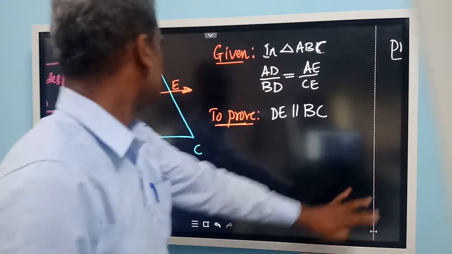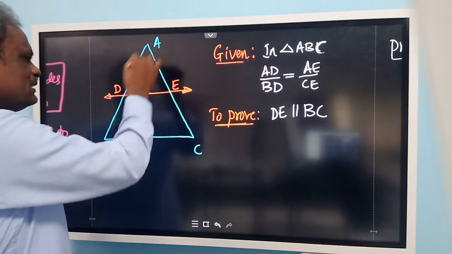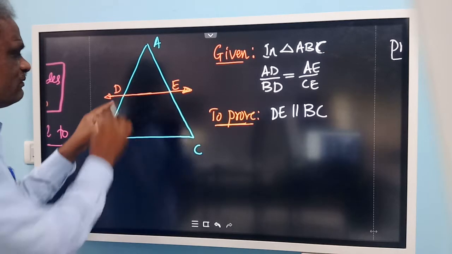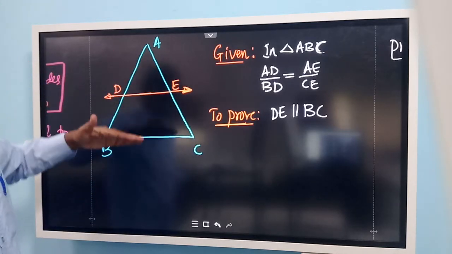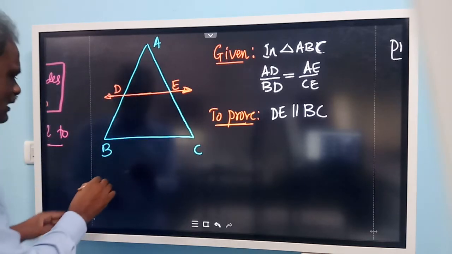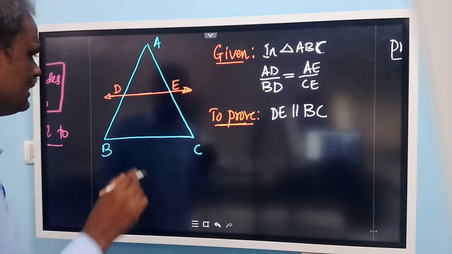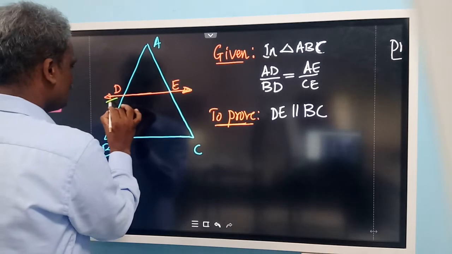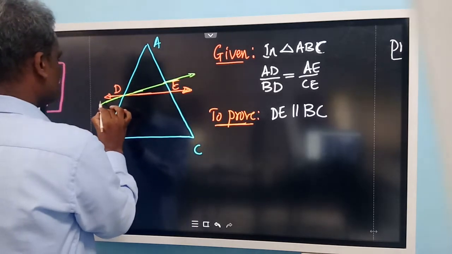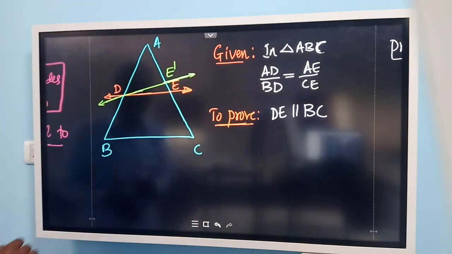Here it is not given actually that it is parallel, but it is dividing AB and AC such that AD by BD is equal to AE by CE. Let us assume that right now it is not parallel. If this is not parallel, then there must be one line which is parallel to BC. Let us draw that one. I know that DE only is parallel, but let us assume that there is another line parallel to BC passing through this D. So we call this DE dash, parallel to BC.